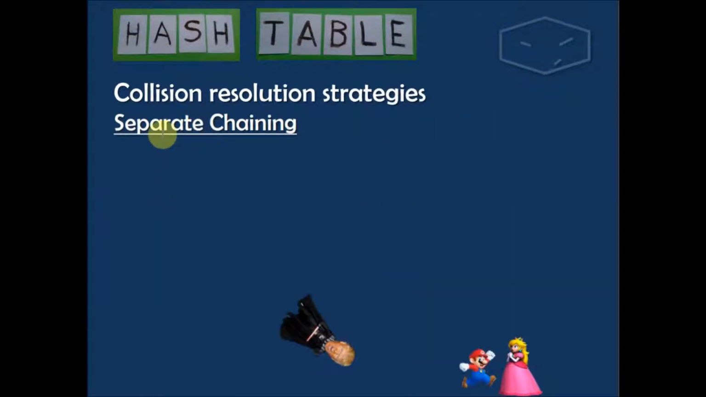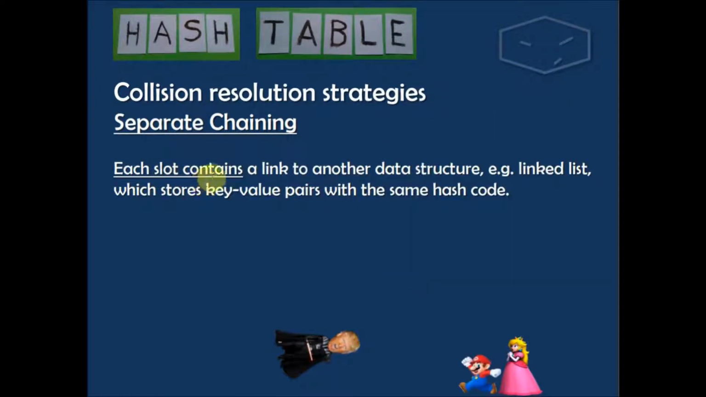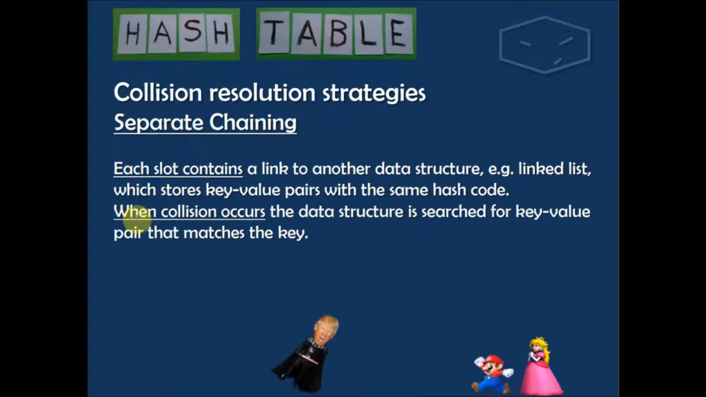So let's talk about separate chaining. Each slot contains a link to another data structure, for example a linked list, a chain that is separate from our hash table, remember. The linked list contains key value pairs with the same hash code, so elements that generate the same hash code go to the same linked list. When we have collisions, we search in the linked list for the key value pair that matches the key that we want to get.